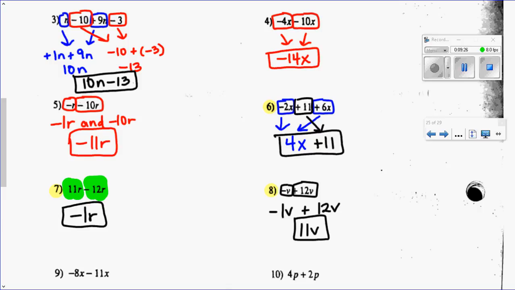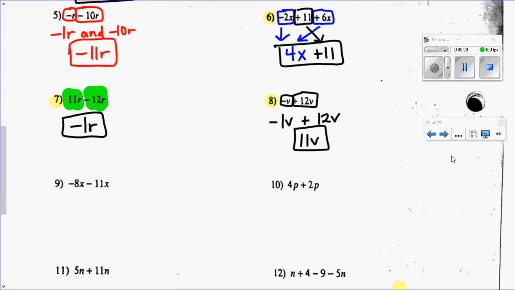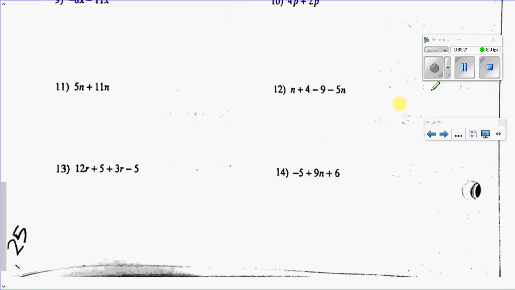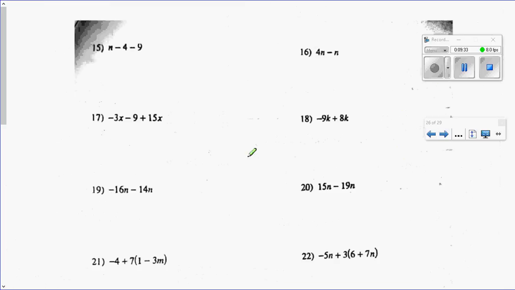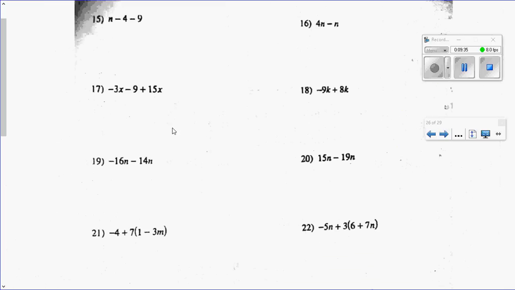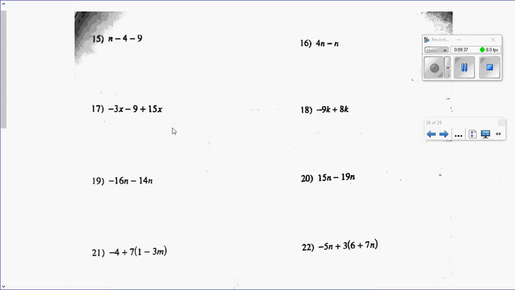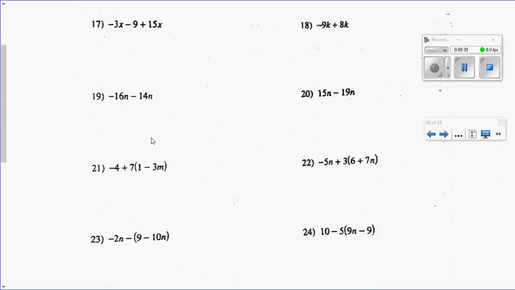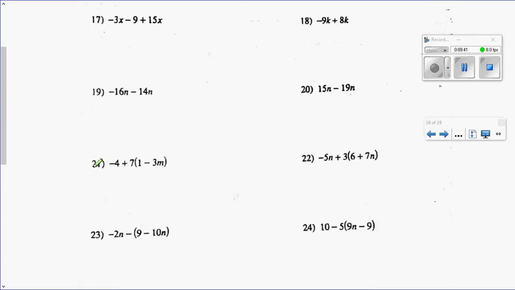Okay, we are actually going to turn the page to some that have a little more to them so that we can practice doing a couple more difficult ones. Okay, let's go down to, let's do number 21. Okay, this one combines like terms and distributive property.